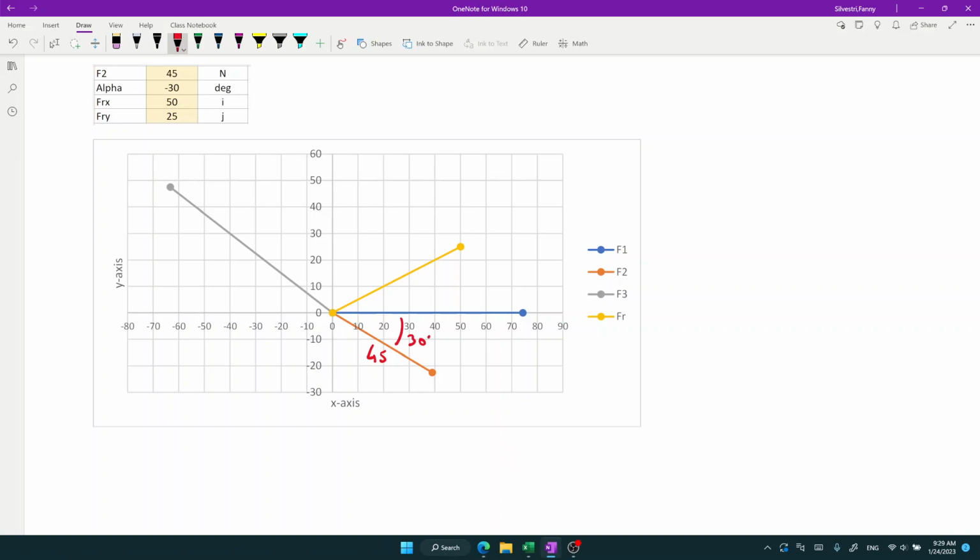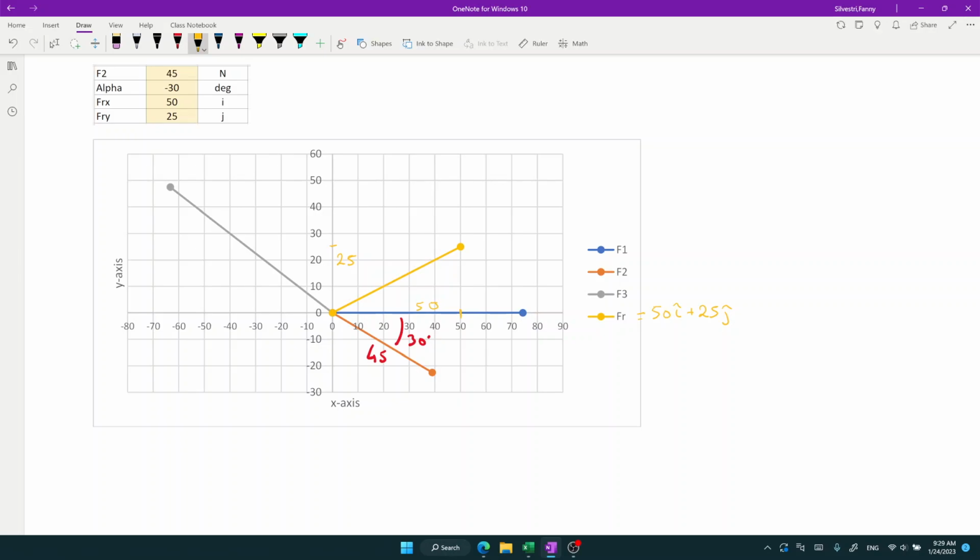FR, that is the yellow one. What we know with FR is this is 50. So this is the FRx, it's 50, and the FRy is 25. So we can find the magnitude and angle. FR equals 50 i-hat plus 25 j-hat.